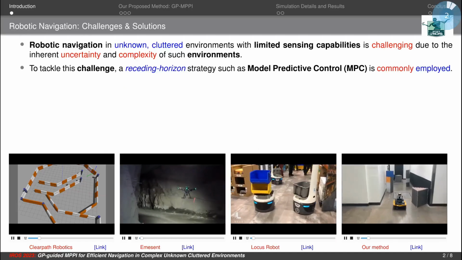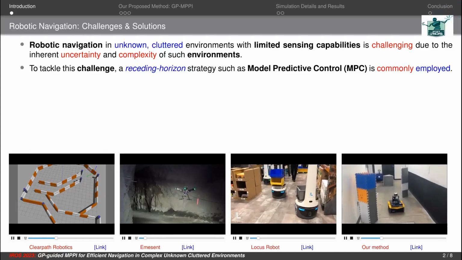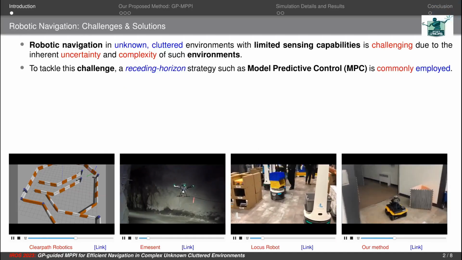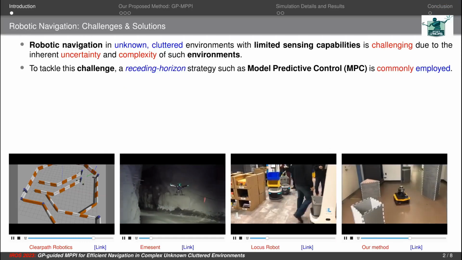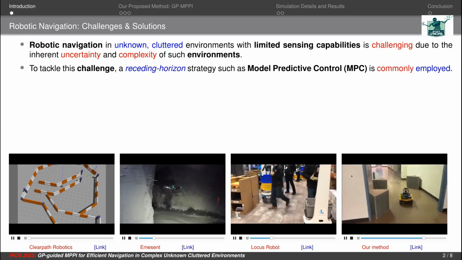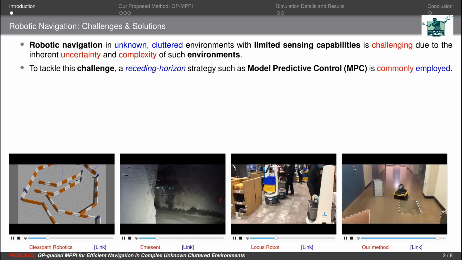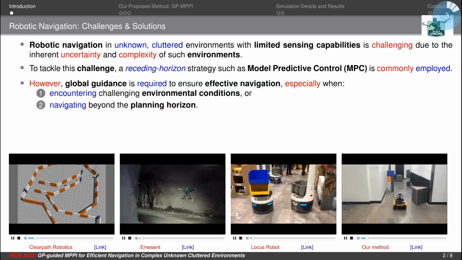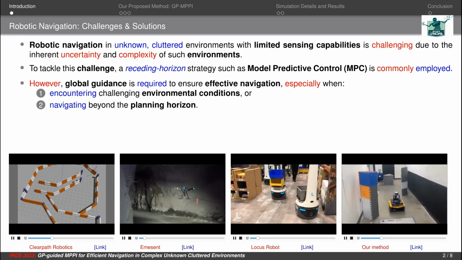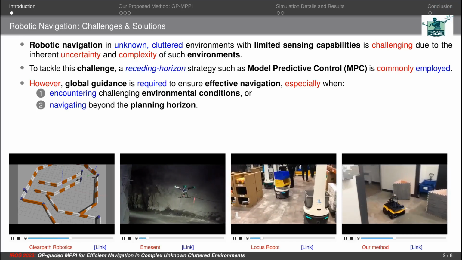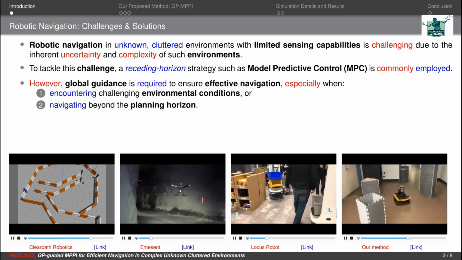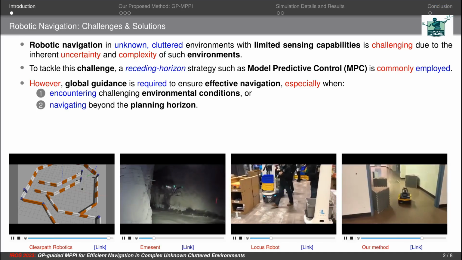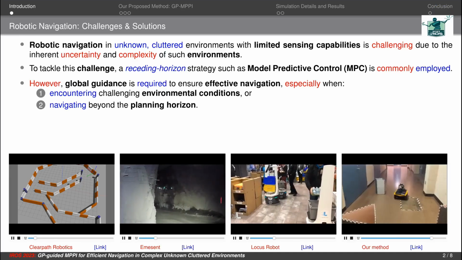In fact, autonomous navigation in unknown cluttered environments with limited sensing capabilities is a challenging task due to the uncertainty and complexity of such environments. One of the most commonly used control strategies is model predictive control. However, global guidance is required in order to ensure effective navigation, especially when facing challenging environmental conditions or navigating beyond the planning horizon, as you can see in those videos.